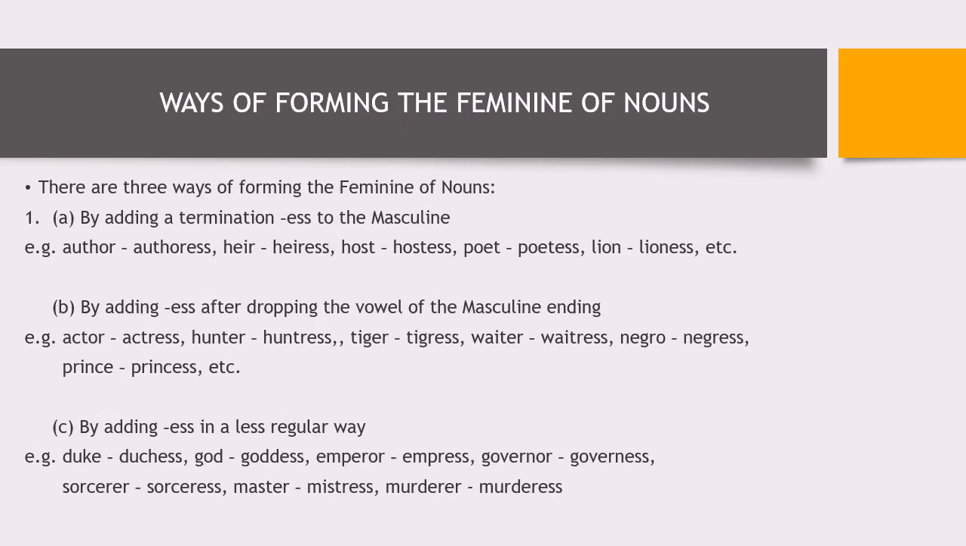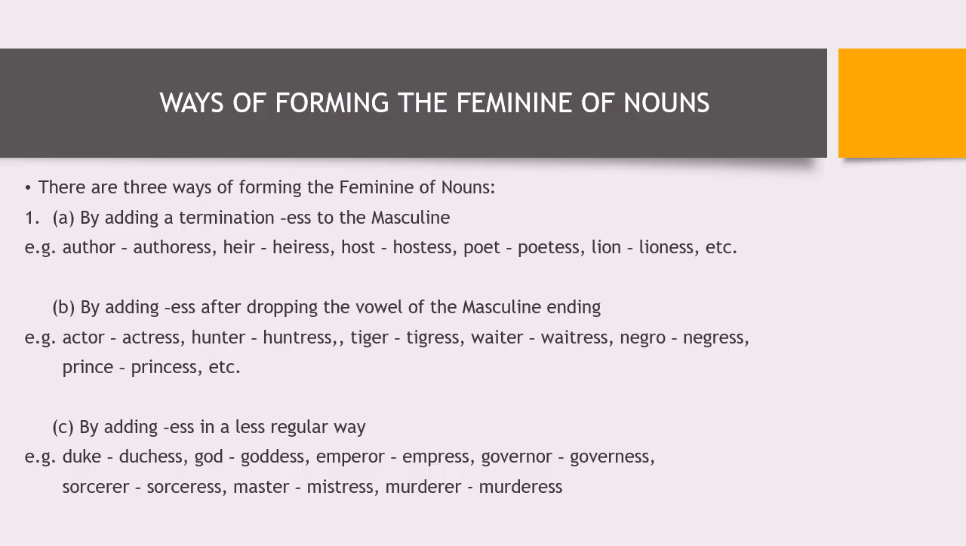Ways of forming the feminine of nouns. There are 3 ways of forming the feminine of nouns. A. By adding a termination ess to the masculine. E.g. author, authoress, heir, heiress, host, hostess, poet, poetess, lion, lioness, etc.